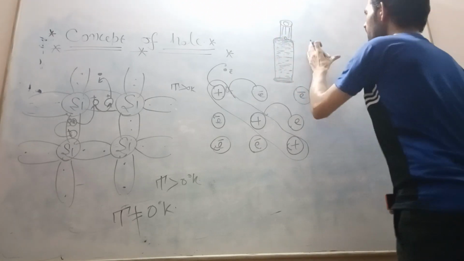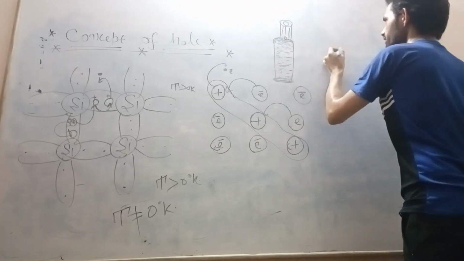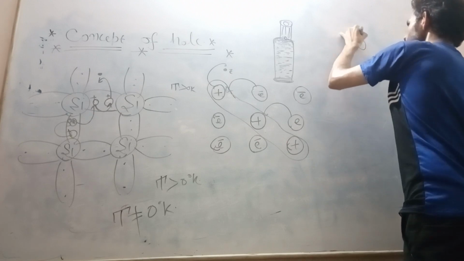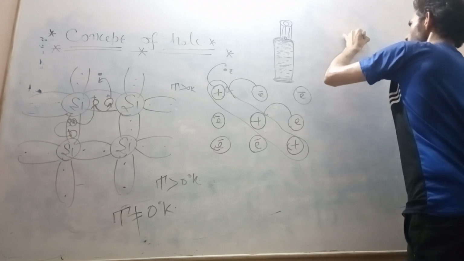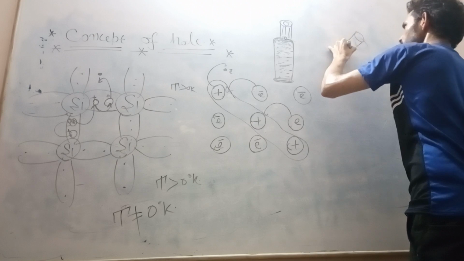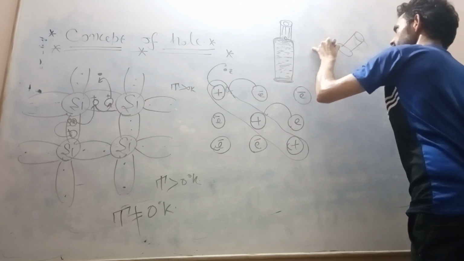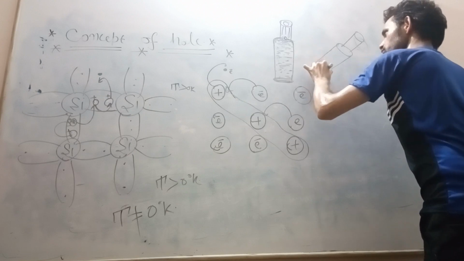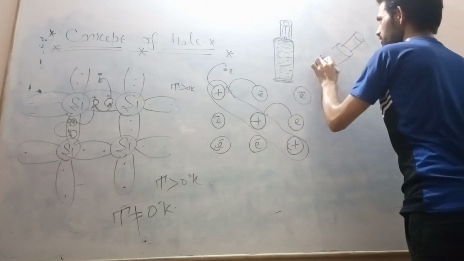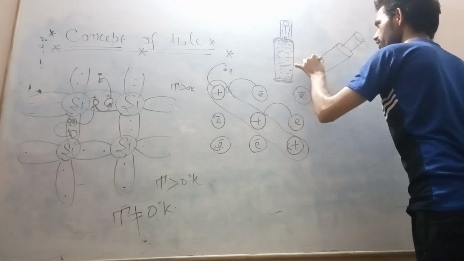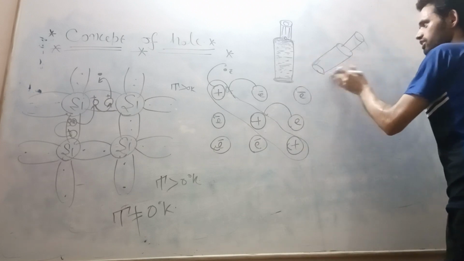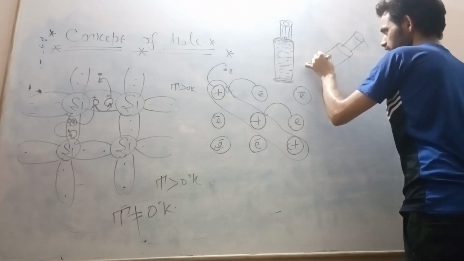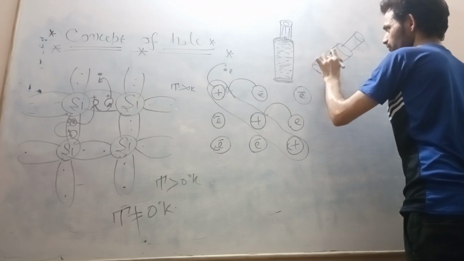Now when we tilt this water bottle, what happens? Let us say I am tilting this water bottle like this. When I tilt this water bottle at some angle, then this bubble will come here.